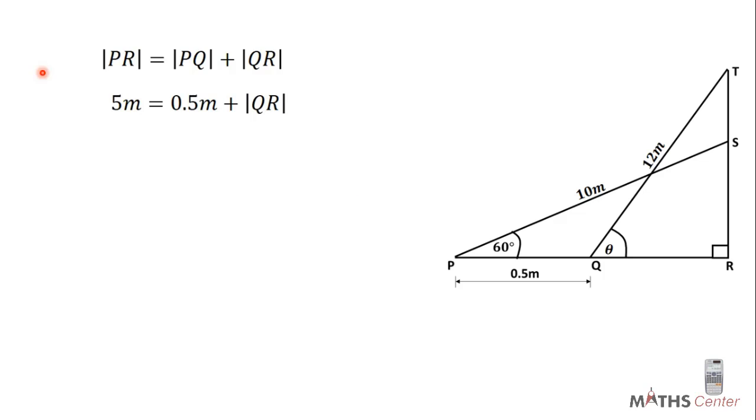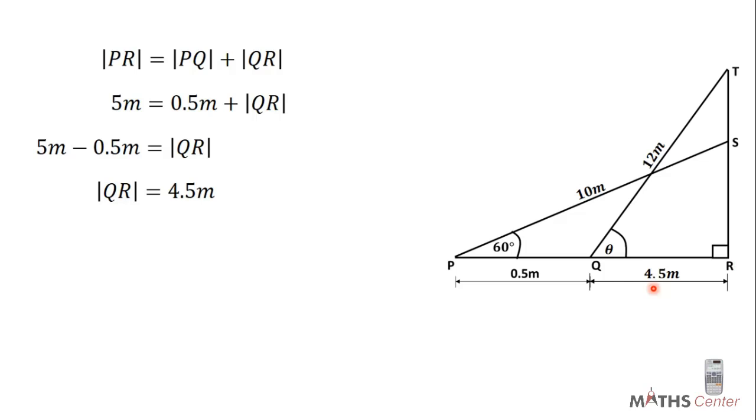Okay, we have found PR to be 5 meters. We know that PQ is 0.5 meters. So we are going to have 5 meters is equal to 0.5 meters plus QR, which is what we are looking for. This will give us QR to be 4.5 meters. So we can say that from Q to R is now 4.5 meters.